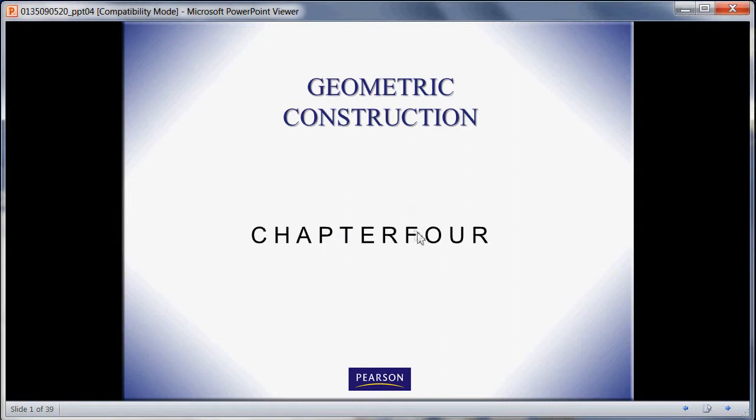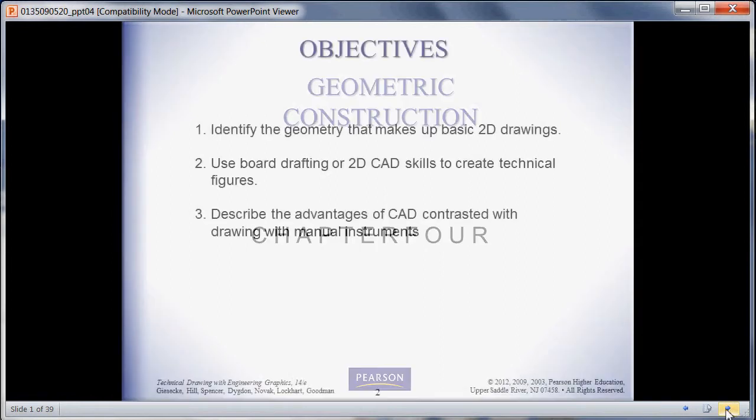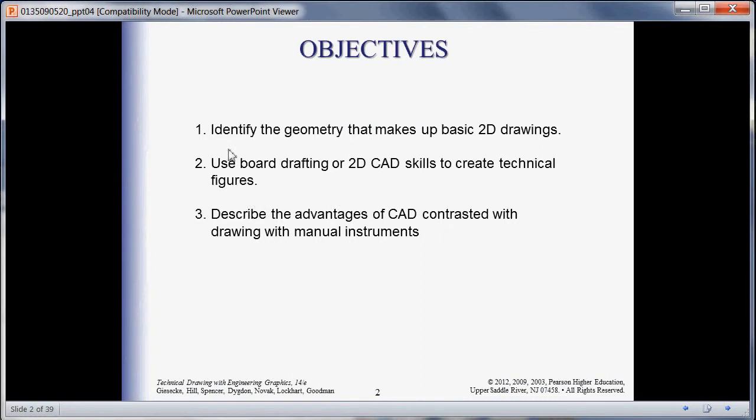So geometric constructions are little tools that you should have in your drafting toolbox to solve geometric issues that you couldn't solve if you didn't have a protractor. If you had a protractor, then you can work your way around some of these issues, but knowing some of the tricks and techniques helps out. So we're going to identify the geometry that makes up basic 2D drawings, and then use board drafting or 2D CAD skills to create technical figures. We're going to describe the advantages of CAD contrasted with drawing with manual instruments.